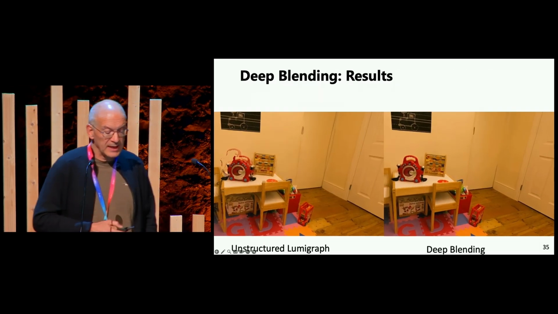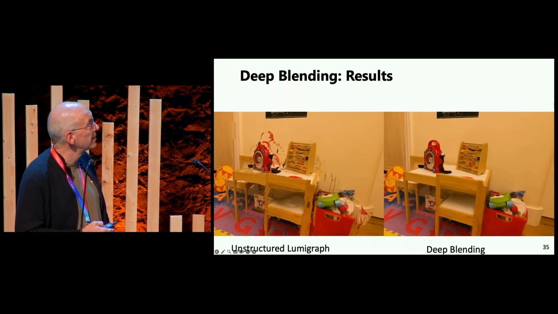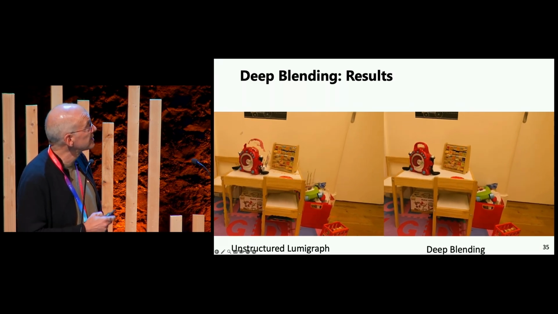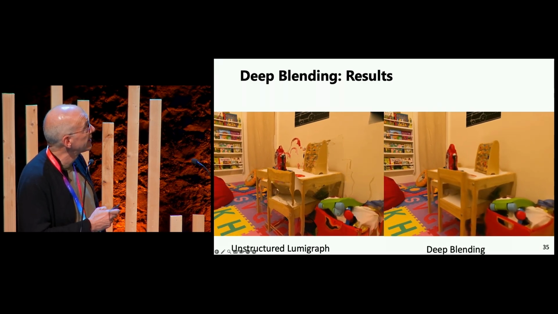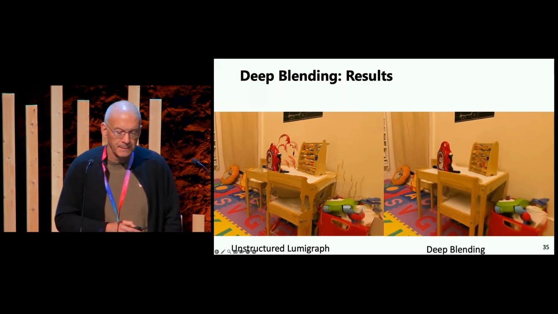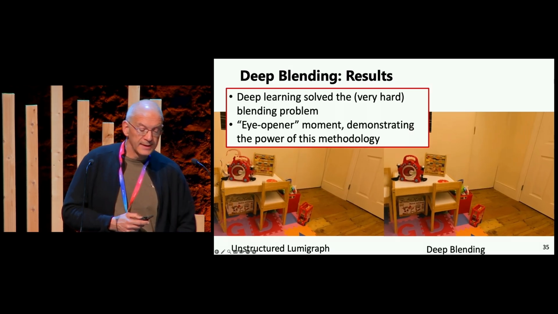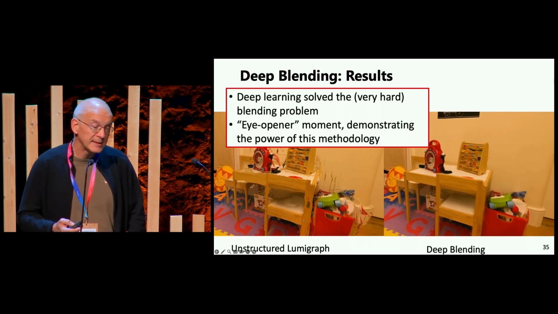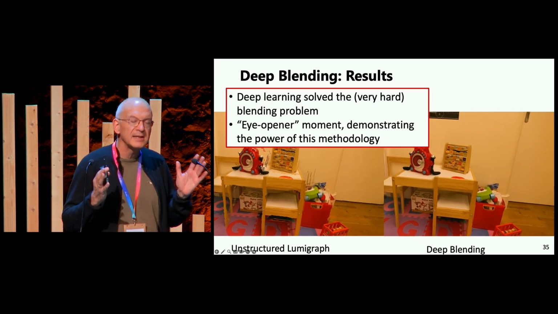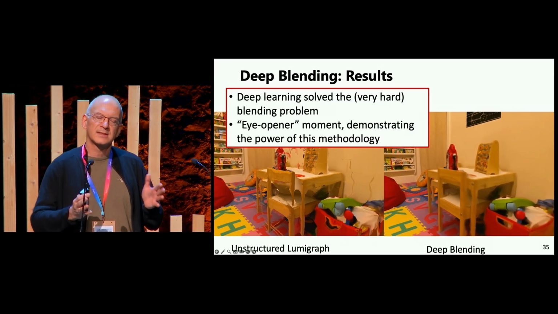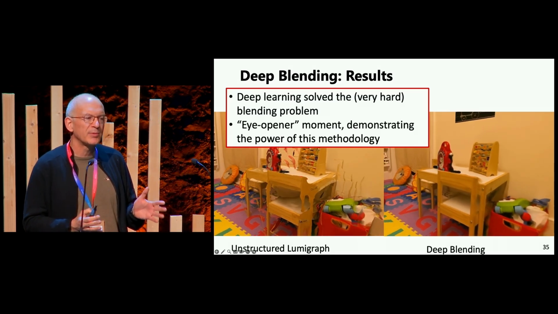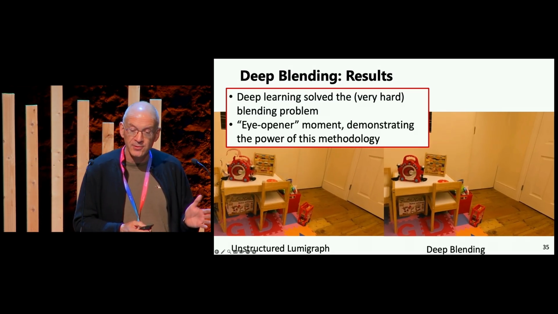And to give you an idea, this was a comparison with a baseline method, and we can see that we're compensating for all the missing geometry and all the blending artifacts that happen, using this combined technique. So deep blending solved the very hard blending problem for image-based rendering. And for us, this was an eye-opener moment, right? Suddenly we realized that this deep learning stuff is really important, and it can really solve problems that we were unable to solve before.